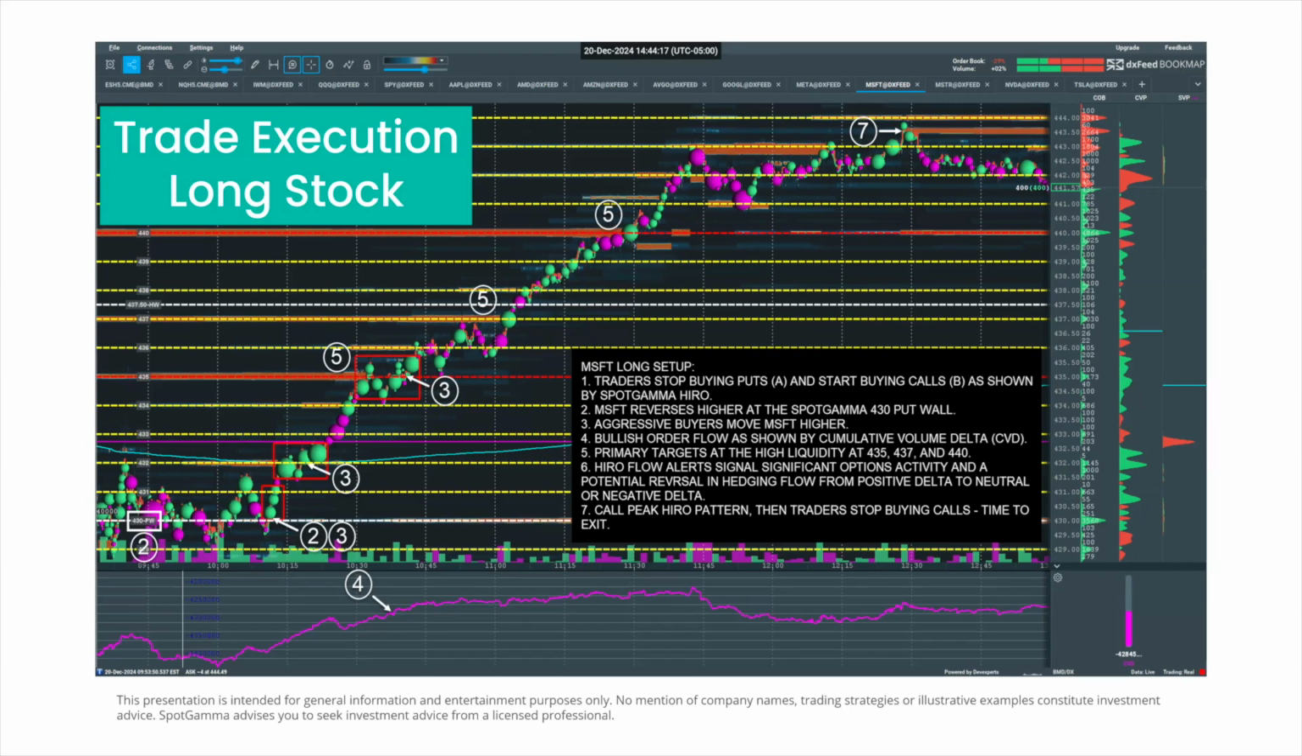That's high liquidity. Orders above current price are limit sell orders. These orders can act as magnets for price, like the limit sell orders at 435 and 440. These levels were price targets, shown with label 5 on the chart.